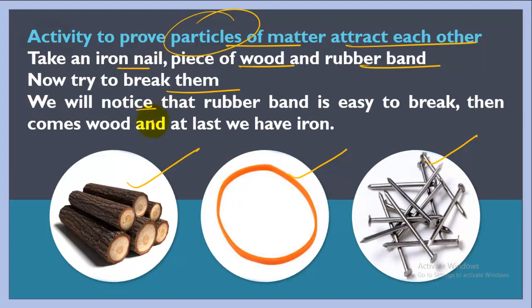So what we will notice is that the rubber band is easy to break. This is easy to break. And then what is easier to do? Breaking of wood is much easier as compared to the breaking of an iron nail. So we can easily break this, and second comes this wood, and third we have the iron nail. So what is the reason behind this?